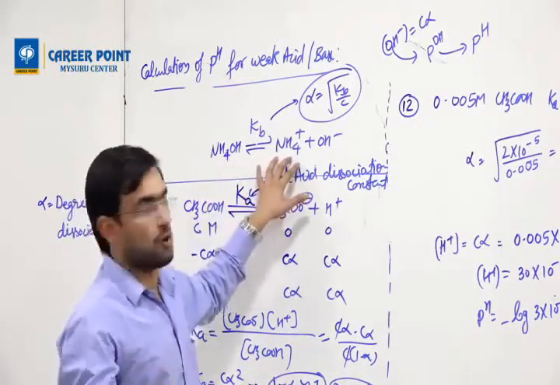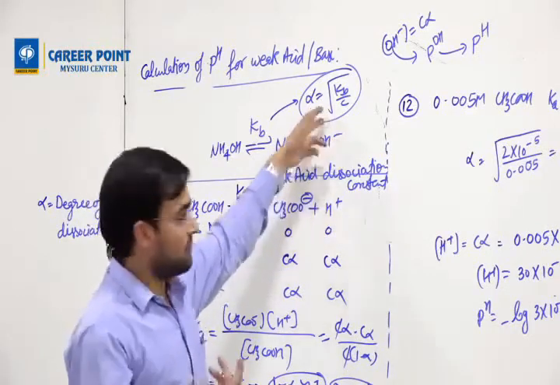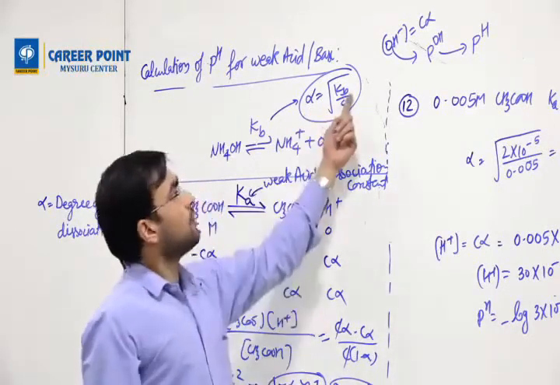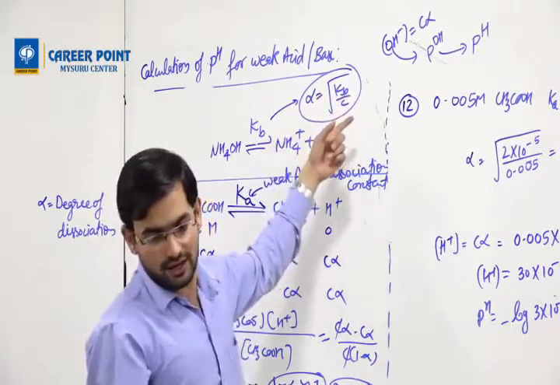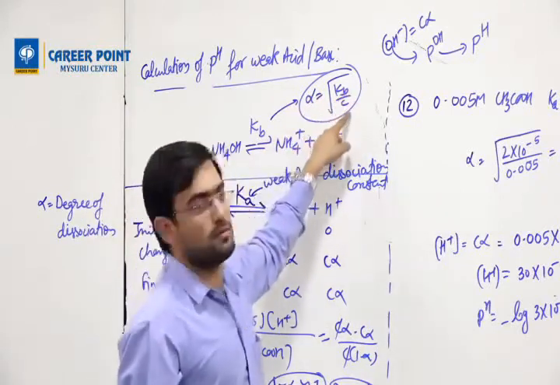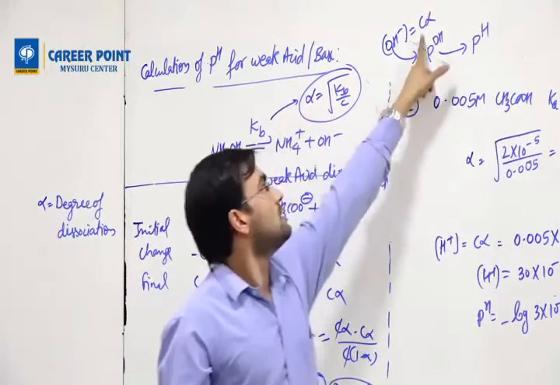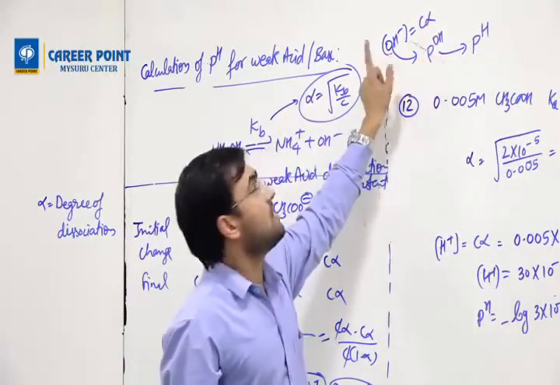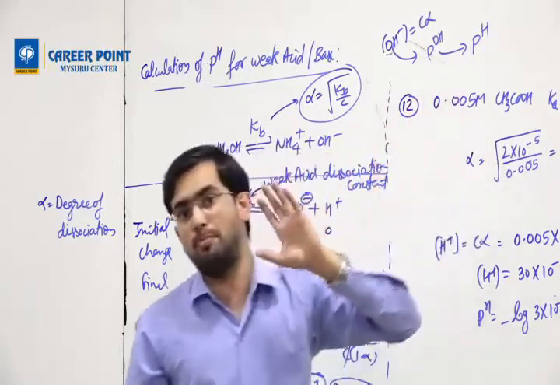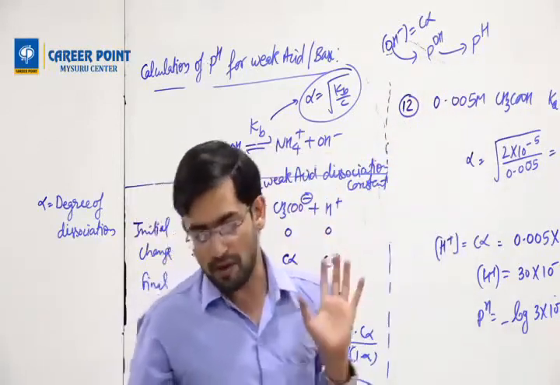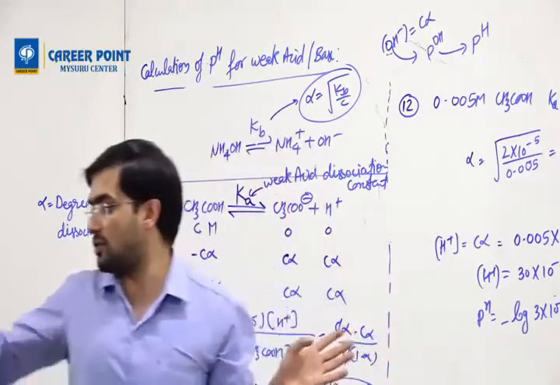NH4OH gives rise to NH4 plus and OH minus. Find alpha with the same formula, root K by C, root Kb by C. The only difference is K is replaced by Kb. So root of Kb by C. Once I know alpha, C times alpha gives OH minus. Once I know OH minus I know pOH. Once I know pOH I know pH. Our aim is to find pH. Understood? So I'm going to write one question.